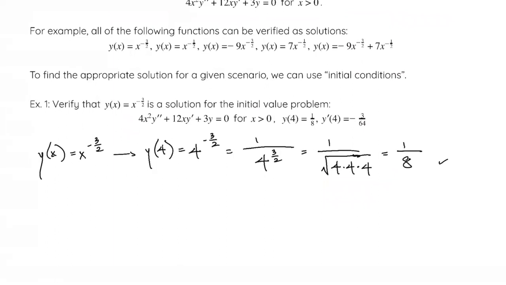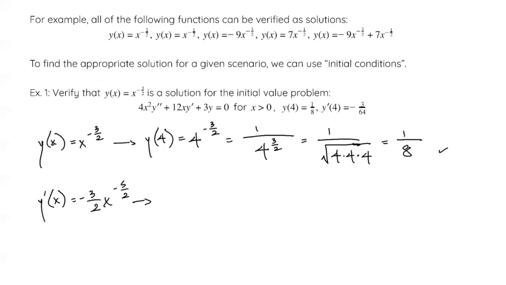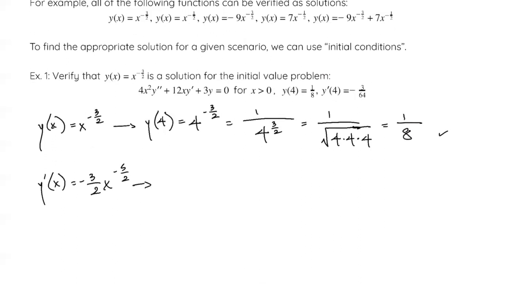I'll leave the second one for you to verify on your own. You'll take that first derivative, and this time you're going to plug in y prime of 4 equals negative 3/64. Okay, so you're going to plug in a different number this time. It should work out, but it's a good chance for you to practice that algebra there. So I'll give you time to do that on your own.